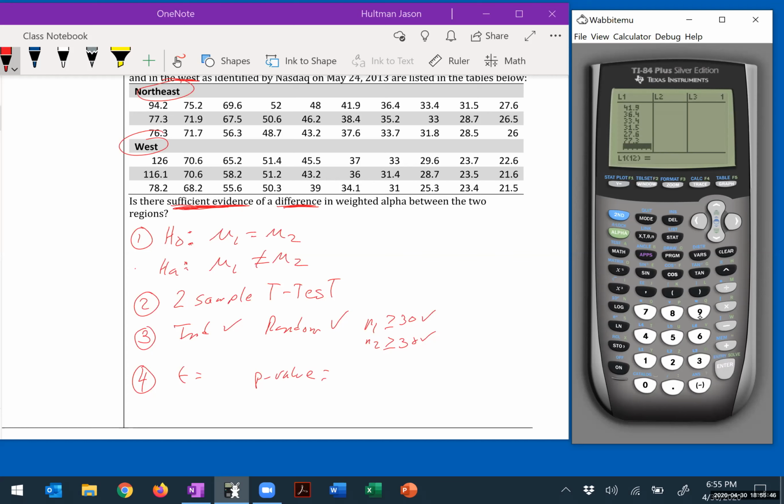Where are we at? 46.2, 38.4, 35.2, 33, 28.7, 26.5, sorry, 70, stop, behave. There we go.